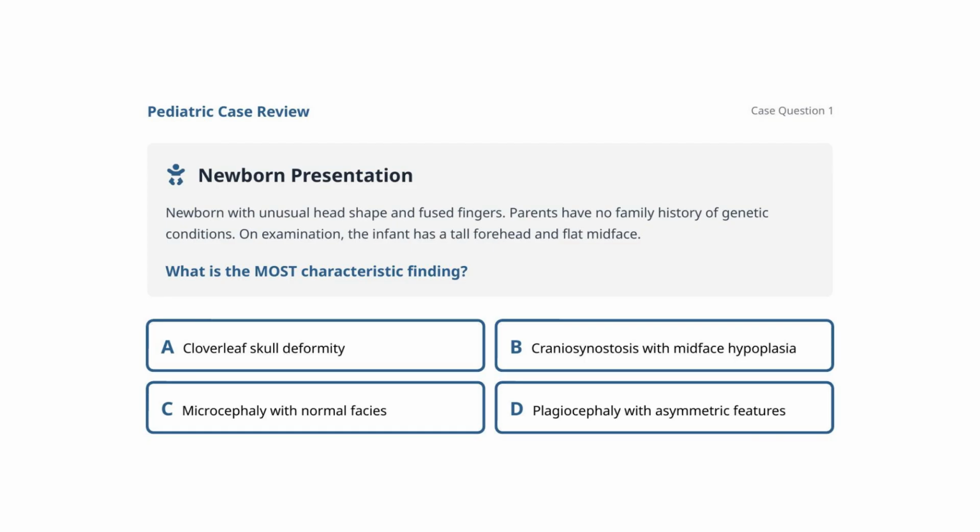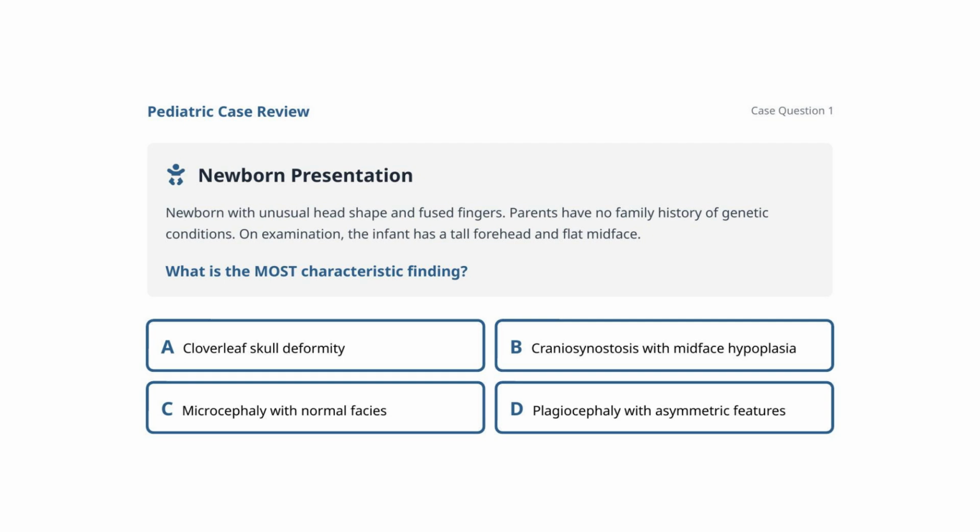A newborn presents with an unusual head shape and bilateral fusion of fingers and toes. Parents have no family history of genetic conditions. On examination, the infant has a tall forehead and flat mid-face. What is the most characteristic finding in Apert syndrome?